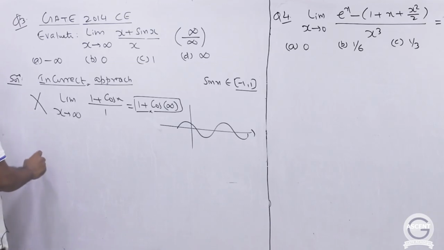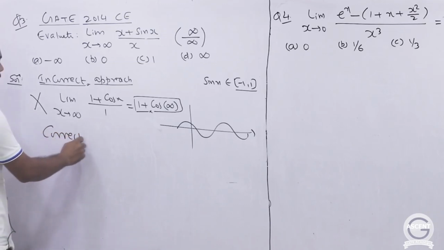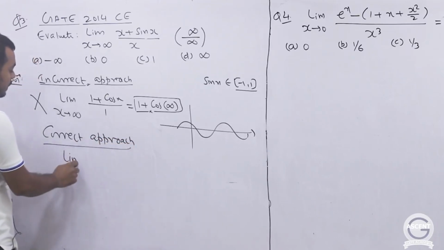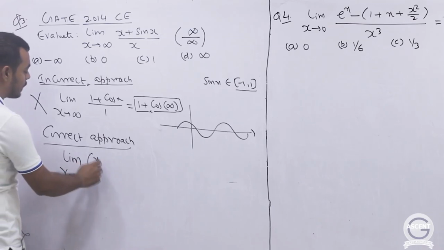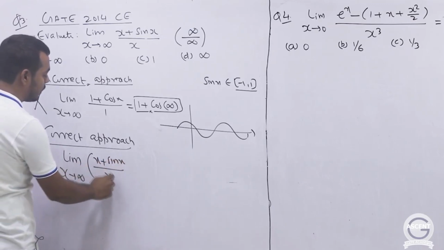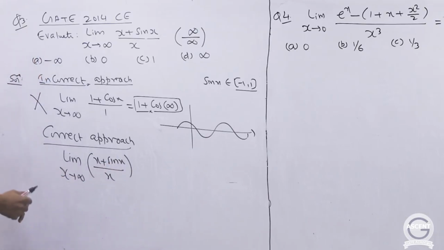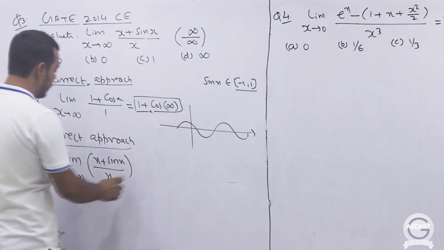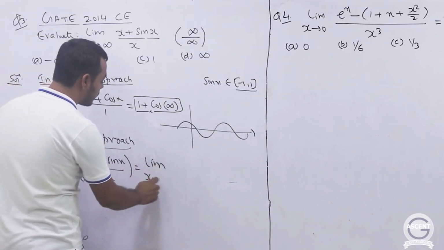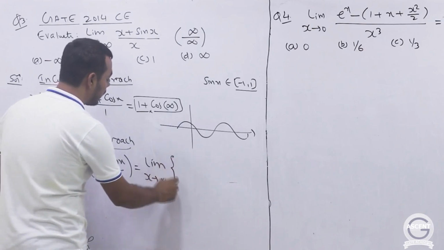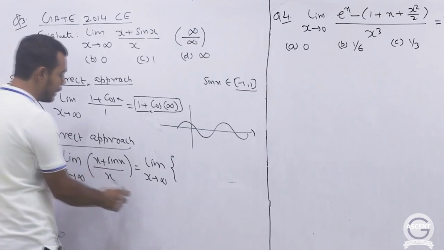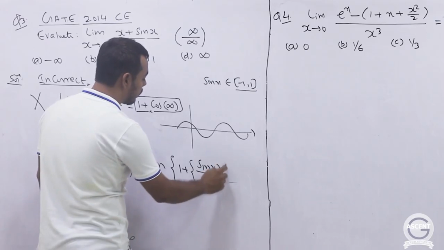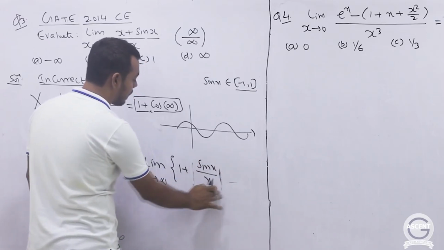So the correct approach here is that you first write this limit. If I have to calculate this, then limit x tending to infinity, x plus sine x by x. Okay, this was the problem. So here L'Hopital rule cannot be applied because we don't know the value of cos infinity. So we can rewrite this expression as limit x tending to infinity, and if I separate these two, then x by x will give us 1, and then sine x by x. Okay, now we are going to evaluate these two limits separately.